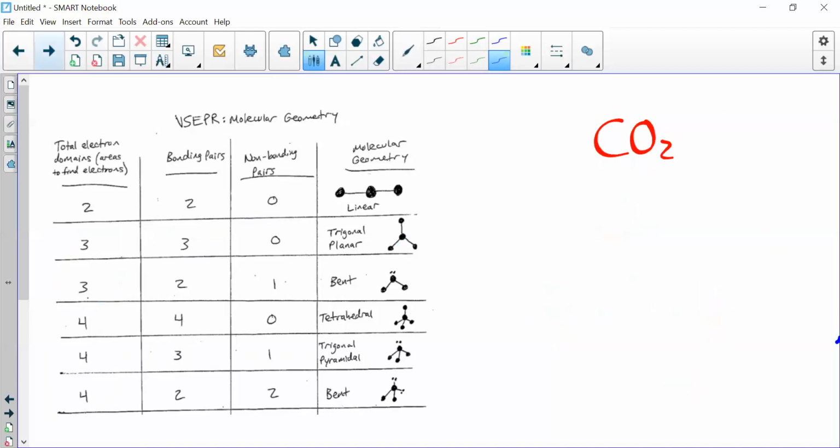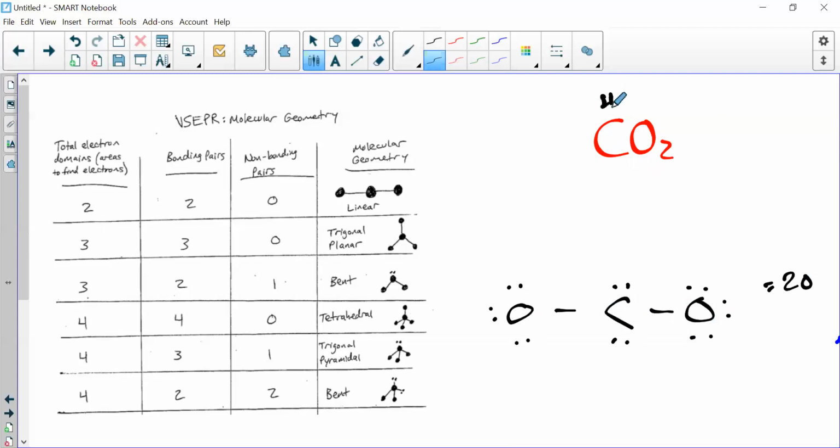Okay, just a couple more. CO2. Carbon goes in the middle. Oxygen on one side. Oxygen on the other side. We need dots around these atoms like so. Let's count. 2, 4, 6, 8, 10, 12, 14, 16, 18, 20. Carbon is 4. Oxygen is 6 times 2 is 12. 4 plus 12 is 16. We are off by 4.